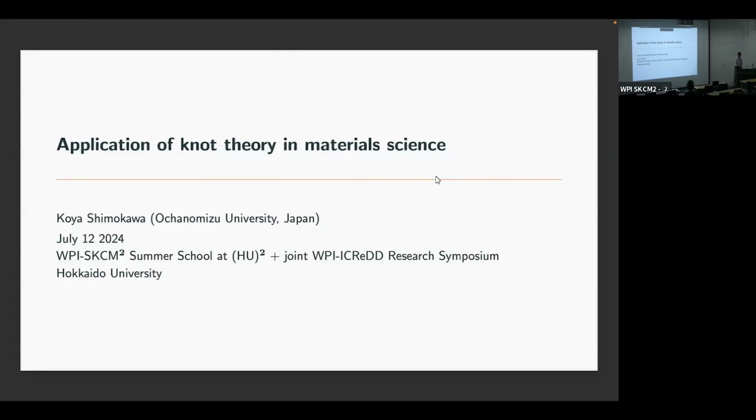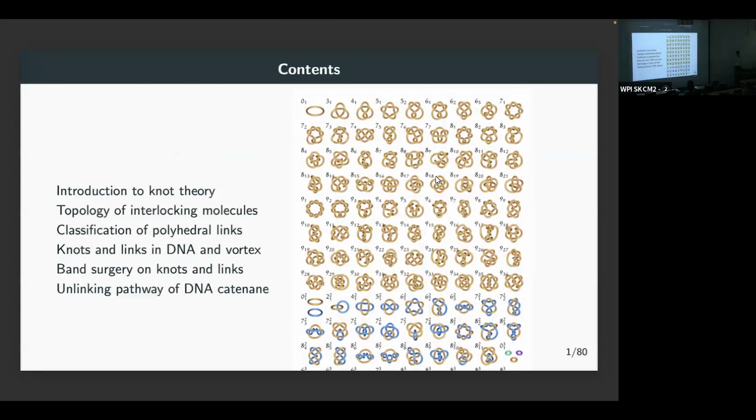So today I'd like to talk about the application of knot theory in material science, but basically I will give you some very short introduction of knot theory, and we'll talk about application of knot theory to interlocking molecules. Here we will discuss supermolecule structure, which is made by links. And also, we discussed the topological change of the knot links in DNA and also vortex knots.